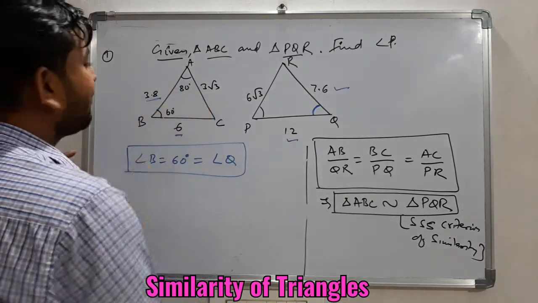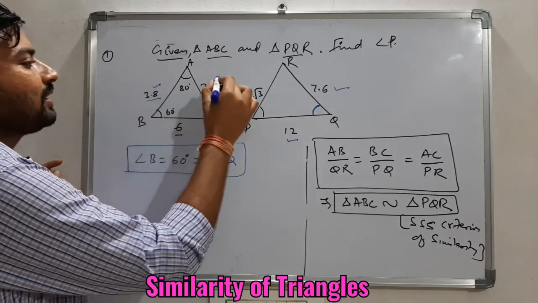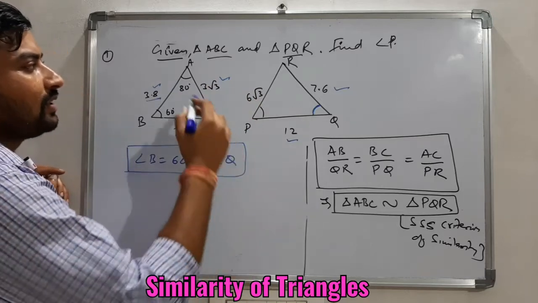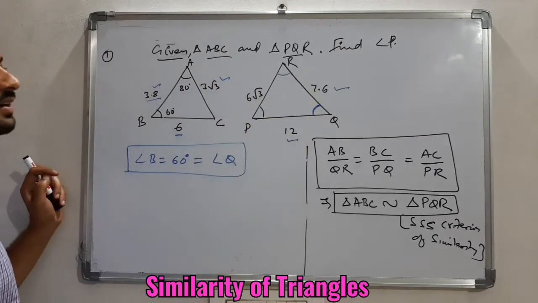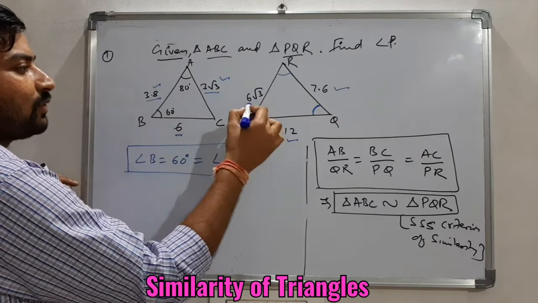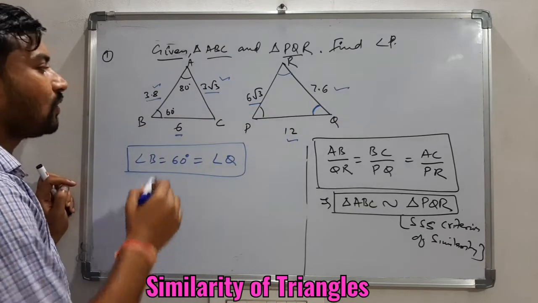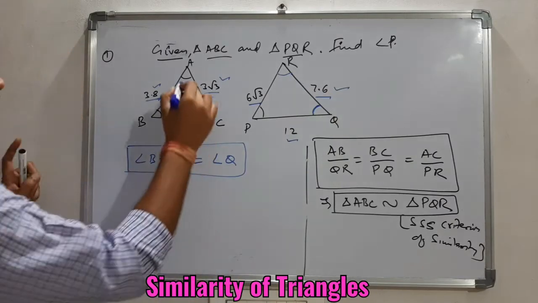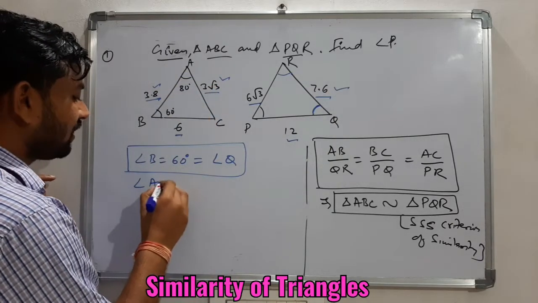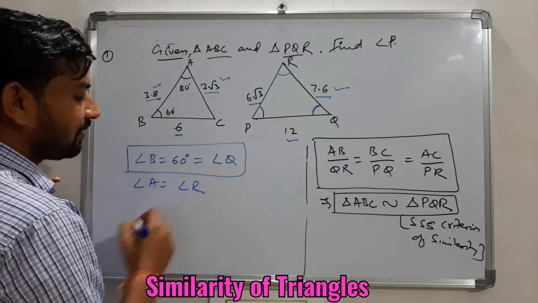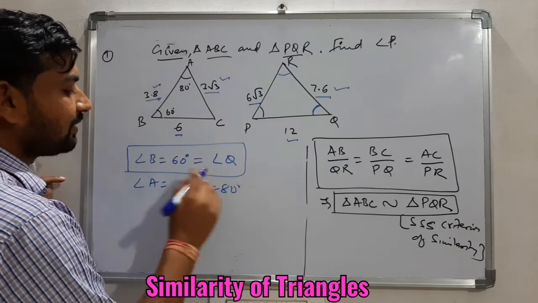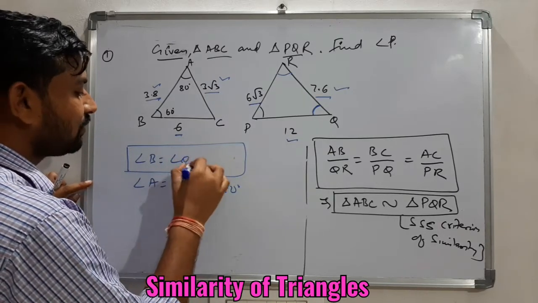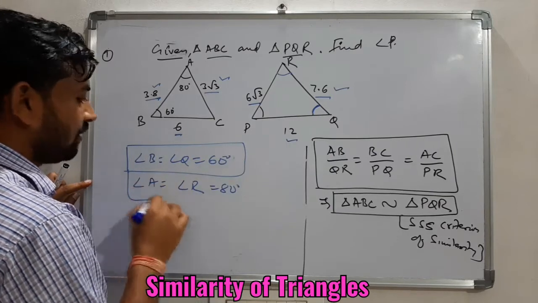Similarly, we have angle A here, which is in between 3.8 and 3 root 3. So here the corresponding part is R. 3 root 3 के corresponding 6 root 3 side है और यहाँ पर 3.8 के corresponding value है 7.6. So in between we have this. So angle A is equal to angle R here. And both are 80 degrees. Better to write angle Q is equal to 60.